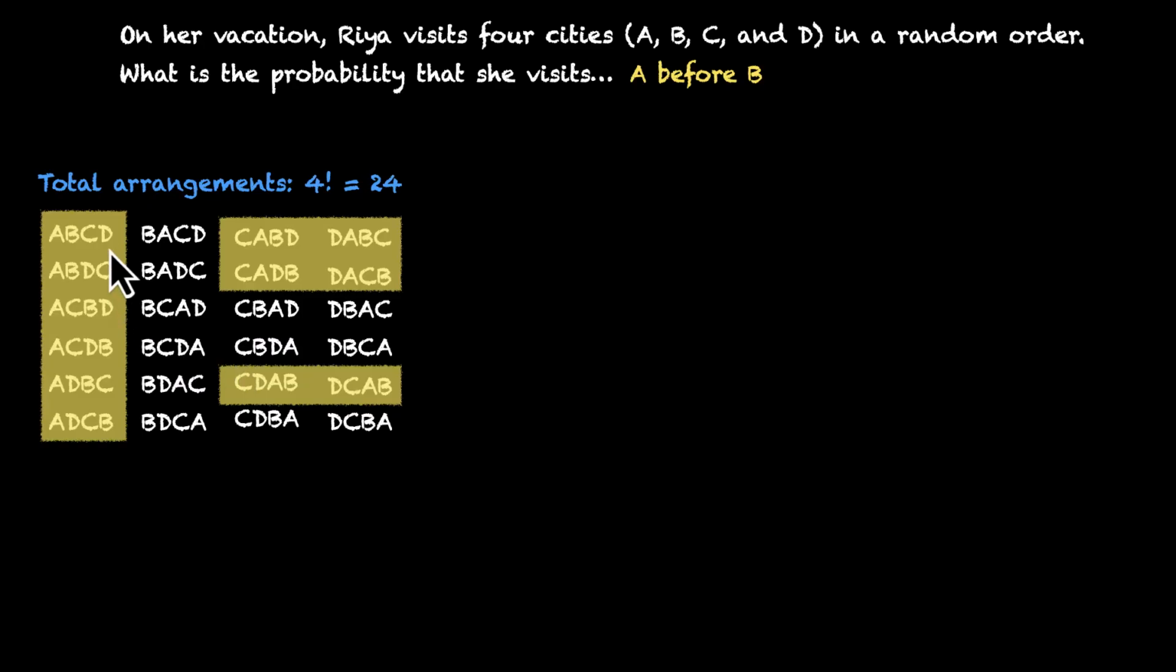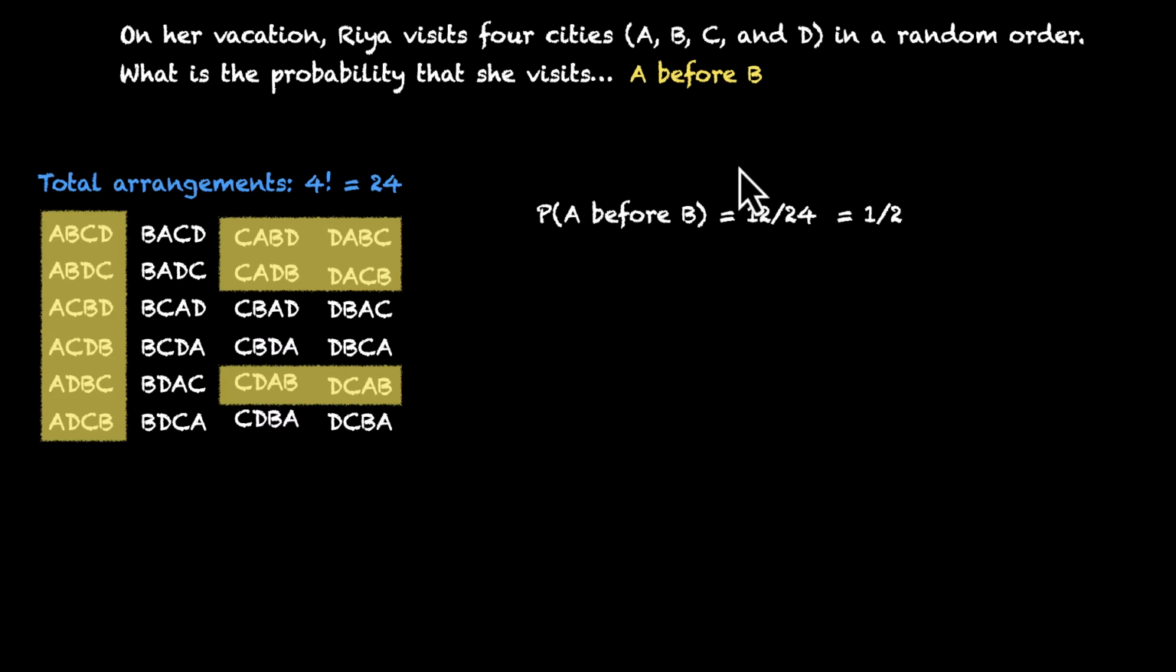And that's pretty much it. So how many do we have? 6 plus 4 plus 2, which means 6 plus 6, that's 12. So probability of A before B, that's favorable by total, that's 12 by 24. That's half. So there's 50% chance that Riya visits A before B.